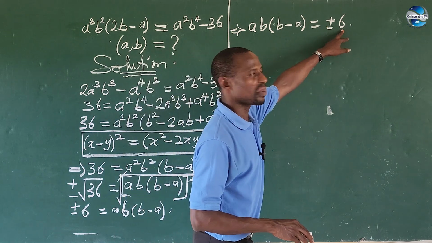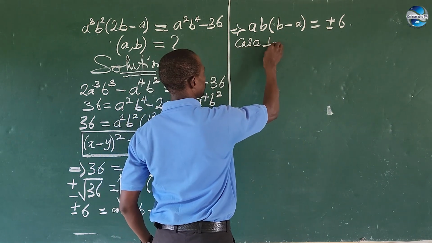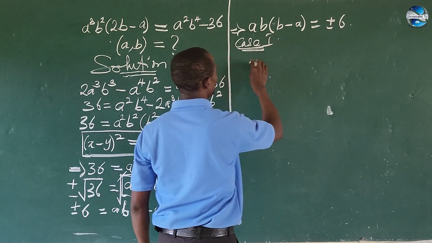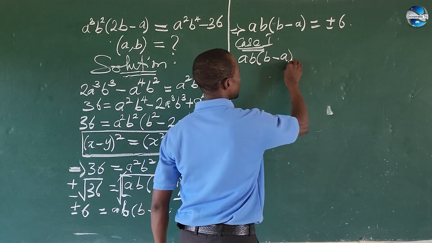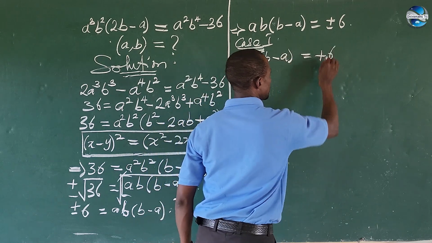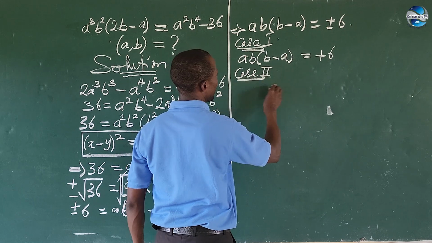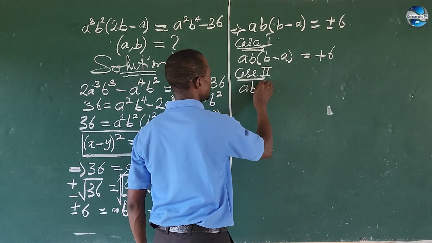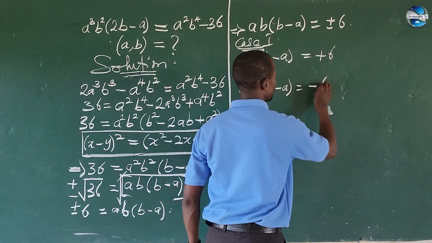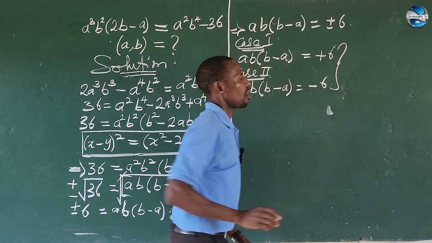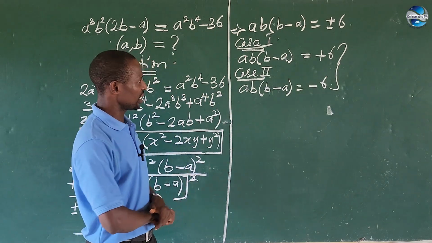So case 1 we take the positive and case 2 we take the negative. So we have here case 1. For case 1, we're going to have a b into (b minus a) is equal to plus 6, and case 2, we have a b into (b minus a) equal to minus 6. So how do we solve these two? This is where comes the beauty of this challenge.